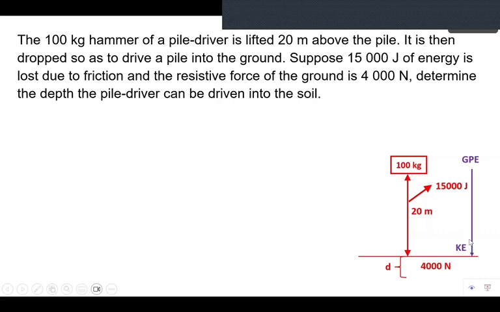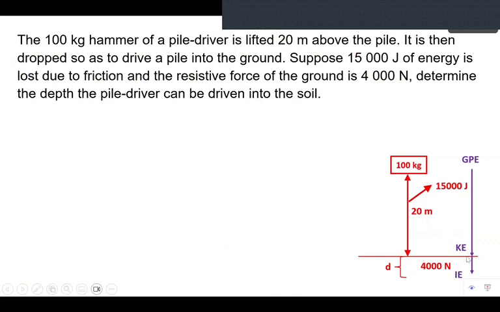Okay, and then as it goes into the ground, the kinetic energy becomes 0. The pile eventually stopped in the ground because of the resistive force of 4,000 newtons. So the kinetic energy is actually converted to internal energy, because there is a resistive force, so there will be heat energy being generated. Every time there's friction or air resistance, there will be some energy loss as heat. So there will be an increase in the internal energy.